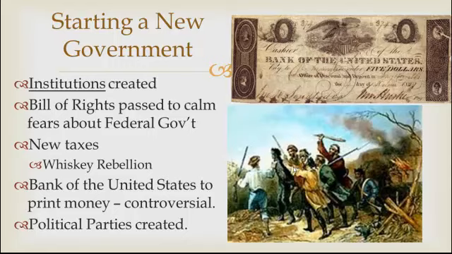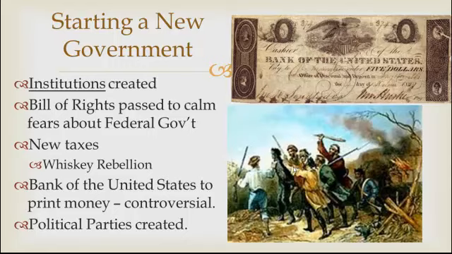First, they had to create all the institutions of government. Remember, institutions are kind of the organizations and the places where government power is exercised. So they had to create the first offices for collecting taxes, for the army, for all of those things. Those all needed to be started from scratch. Also, the Bill of Rights was passed in this first Congress in order to calm everybody's fears about this new federal government that had just been elected.